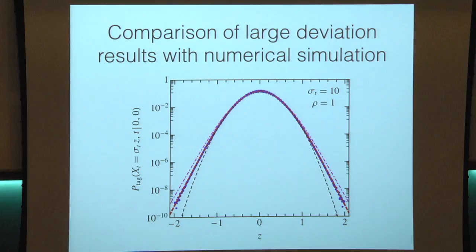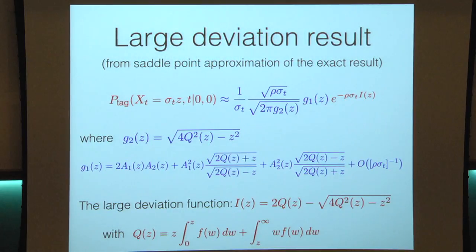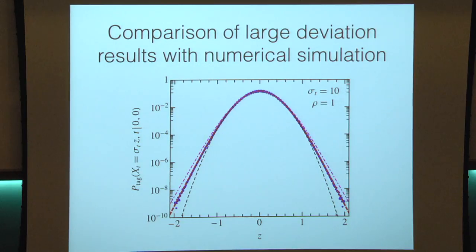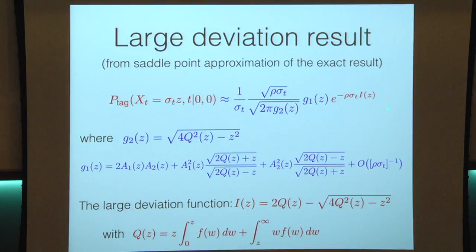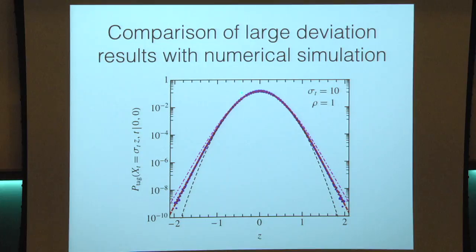This is the picture I have shown earlier. This dashed line, as I said, is the Gaussian distribution. This red line is this formula keeping the prefactor, and this magenta line is only keeping the large deviation form. If you only keep the large deviation form, you will see that this line will go somewhere there. So you keep the large deviation form, but numerically normalize the large deviation probability.